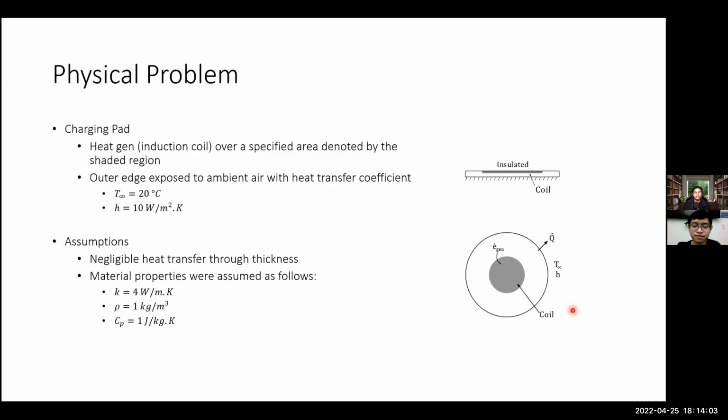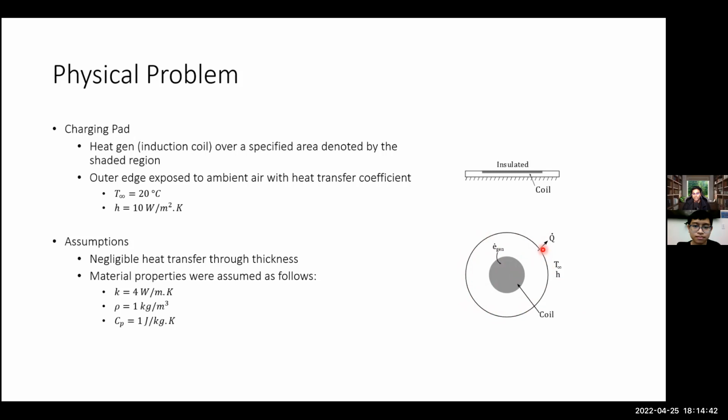So first thing, let's describe what our actual physical problem is here. We decided to model those circular wireless charging pads as a 2D transient heat transfer problem. As you can see by the figures, first we decided to model the heat generation, which is basically the induction coil in those chargers, over a specific area within the circle, which is denoted by the shaded area. And the outer edge, we made it so it's exposed to heat transfer, so there's a convection condition on the circumference.